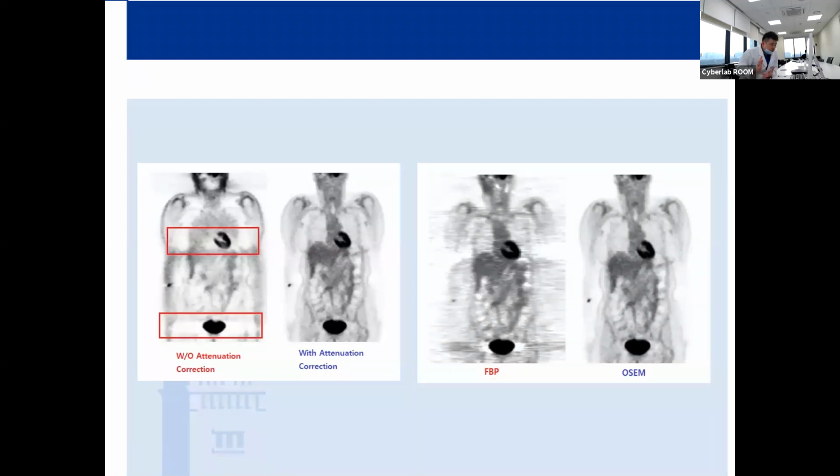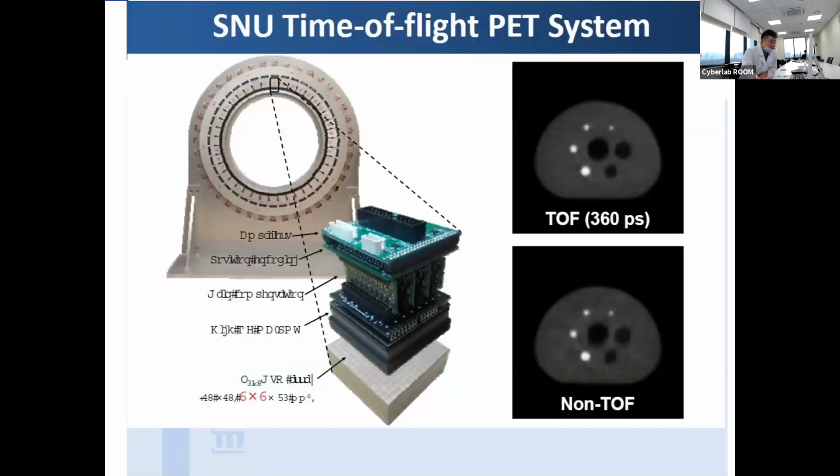There is too much difference between without attenuation correction and with attenuation correction. This one and this one. If we applied FBP, filtered back projection, the image quality is very bad. But when we applied the OSEM method, the images are very good. This image is with TOF and this is non-TOF. Image quality is very different: better and worse.